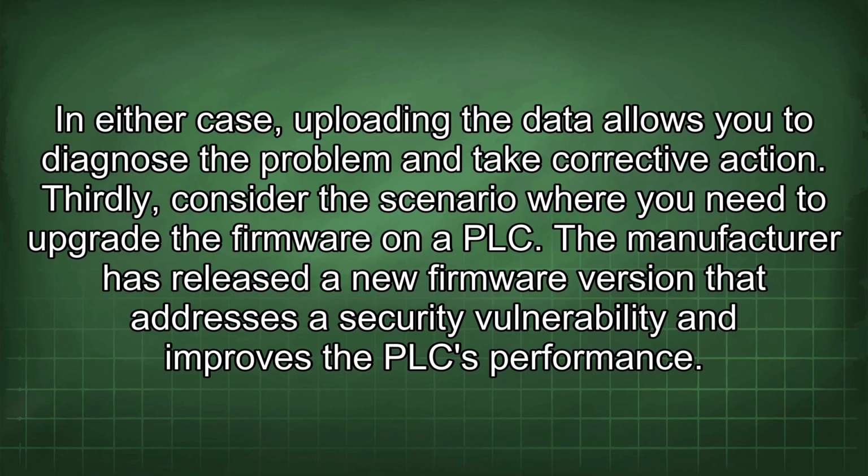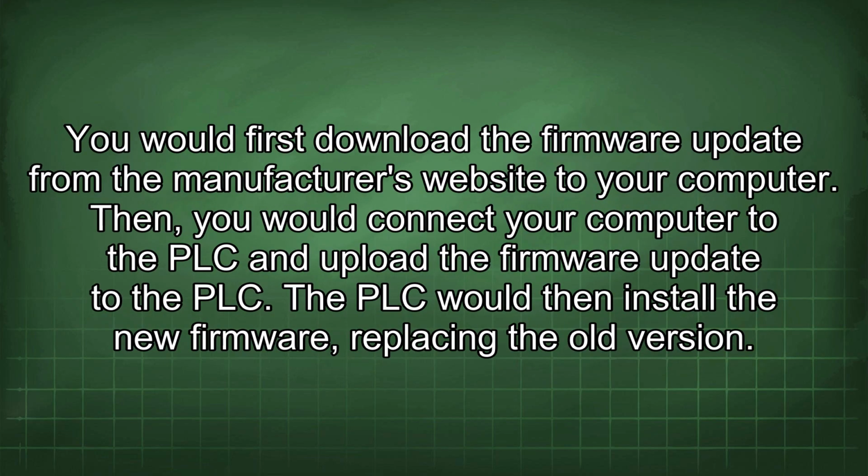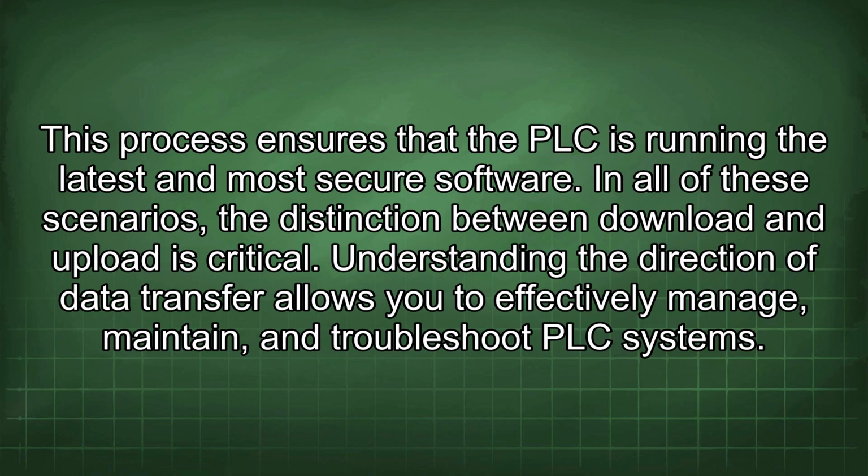Thirdly, consider the scenario where you need to upgrade the firmware on a PLC. The manufacturer has released a new firmware version that addresses a security vulnerability and improves the PLC performance. You would first download the firmware update from the manufacturer's website to your computer. Then, you would connect your computer to the PLC and upload the firmware update to the PLC. The PLC would then install the new firmware, replacing the old version. This process ensures that the PLC is running the latest and most secure software.